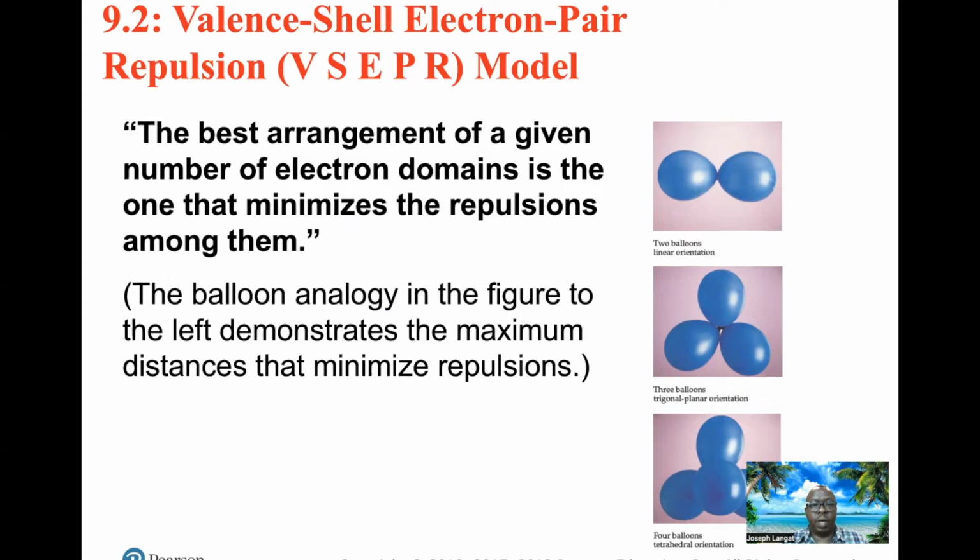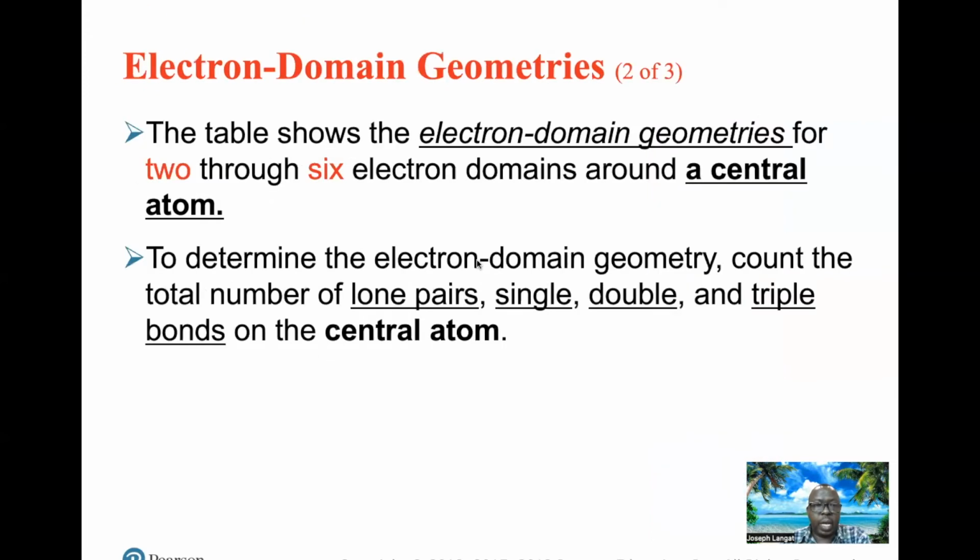The best arrangement of a given number of electron domains is the one that minimizes the repulsion. If you look at the first picture on my right, this represents domains of electrons, and they tend to repel one another, using the analogy of a balloon. In the electron pair repulsion model, they repel one another. Electrons tend to repel one another in the molecule because they are negatively charged.